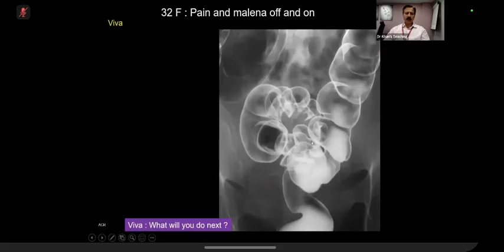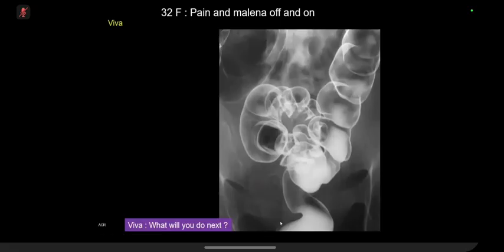Excuse me, because of time factor, I'm going to ask you a leading question. This patient is a 32-year-old female, pain and melena off and on. Do you see anything here? Yeah, there is irregularity, single wall irregularity of the colon with spikes, and the rest of the colon is unremarkable. I think this is secondary to extrinsic compression or extrinsic lesion. Given the history of melena on and off in a female in the reproductive age, I'd consider possibility of endometriosis.